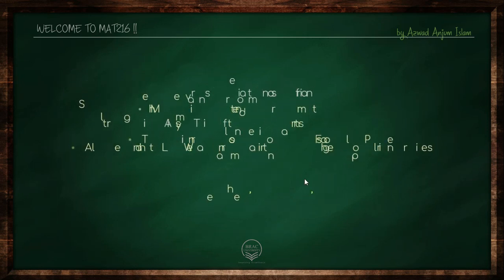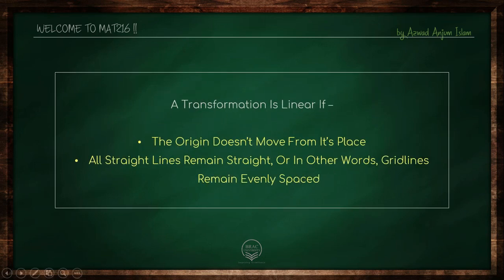Those two properties are: a transformation is going to be linear only if the transformation will not move the origin point from its place. The origin point is the 0 point. For two-dimensional space, it is the 0, 0 point, and for three-dimensional space, it is the 0, 0, 0 point, and so on. The second property is all straight lines will remain straight.